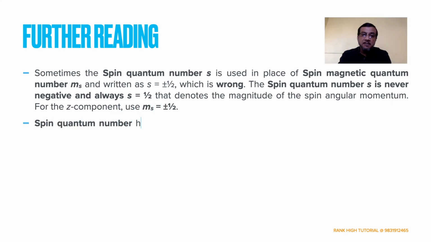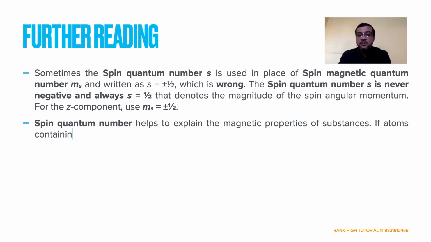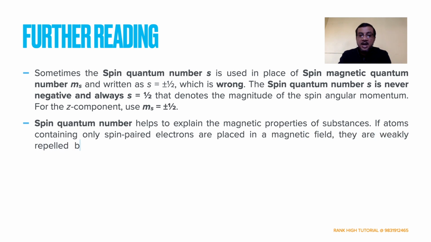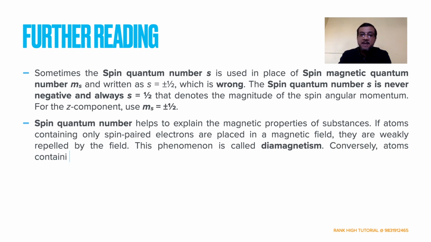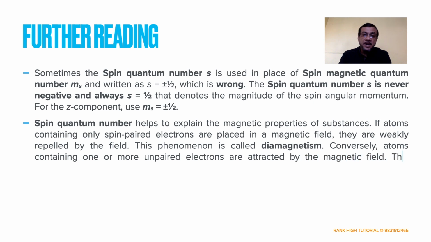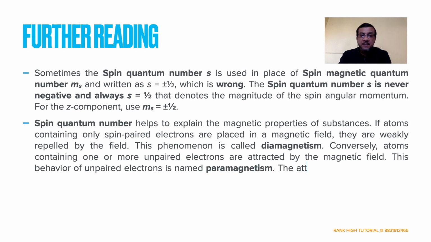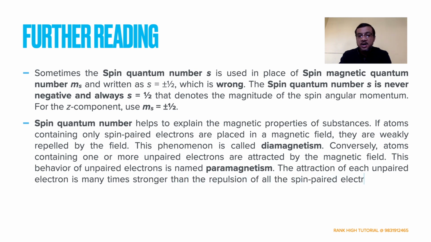The spin quantum number helps to explain the magnetic properties of substances. If atoms containing only spin paired electrons are placed in a magnetic field, they are weakly repelled by the field. This phenomenon is known as diamagnetism. Conversely, atoms containing one or more unpaired electrons are attracted by the magnetic field. This behavior of unpaired electrons is named paramagnetism. The attraction of each unpaired electron is many times stronger than the repulsion of all the spin paired electrons in that atom.